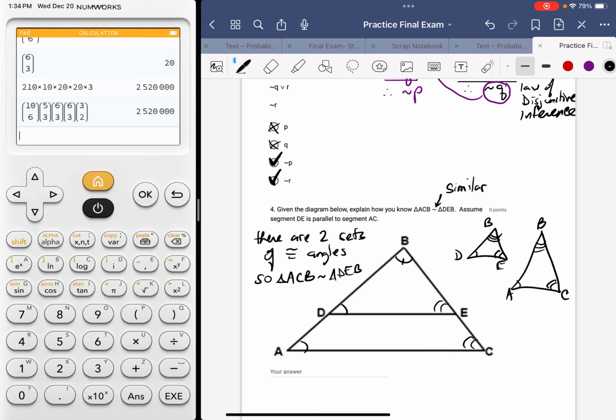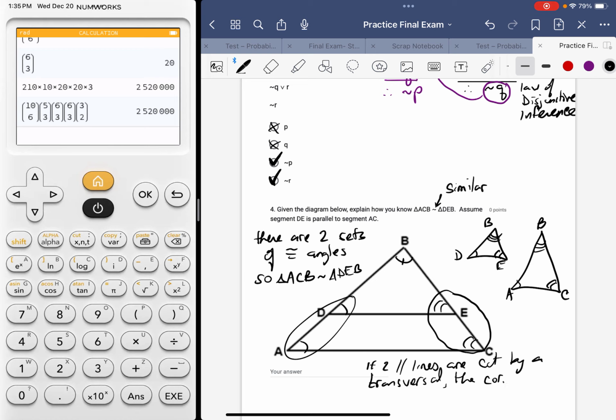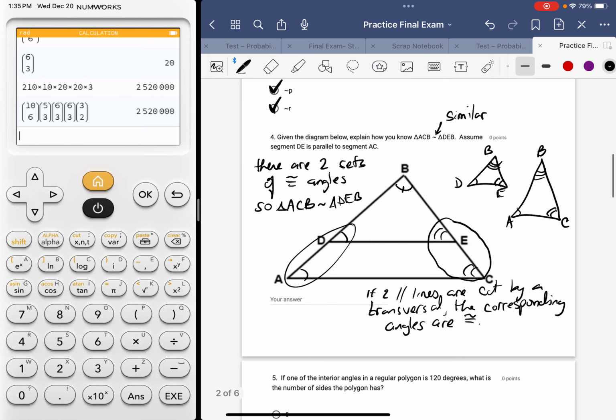And we know that this pair is congruent, and also really this one as well. If two parallel lines are cut by a transversal, the corresponding angles are congruent. So it turned out we didn't even need the reflexive angle, but it's nice to know.